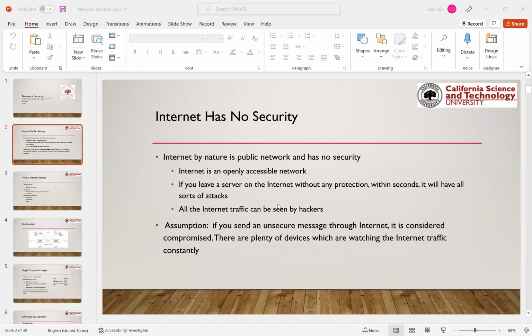Since the internet is shared, there are no protections. You don't have any dedicated bandwidth. All the hackers can see your traffic, because it is publicly accessible. Everything's open to the public. So the basic assumption is that any message you send through the internet can be compromised. When we say compromised, it means that someone can see it. There are plenty of devices watching internet traffic constantly. You might say it's unlikely people can capture your traffic at the right moment, but what really happens is that they capture traffic and do the analysis later. Whatever you send to the internet is not secured.